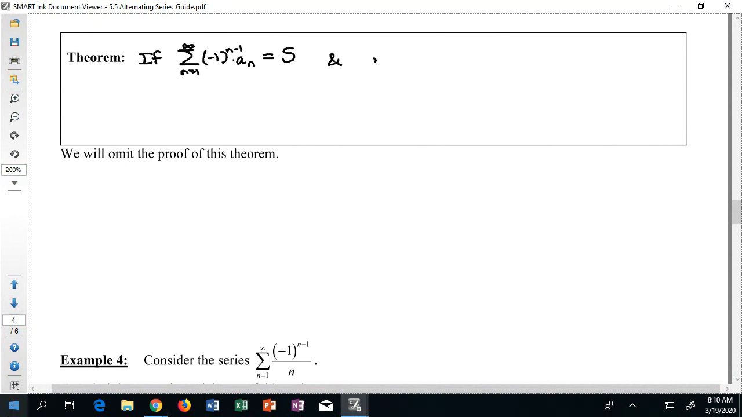And let's also suppose that all the conditions for that alternating series test are met. So we'll say that a sub n plus 1 is less than or equal to a sub n for all n, and the limit of a sub n as n approaches infinity is equal to 0. Okay? So if I have all of these particular things, then I can actually reach the following really powerful conclusion.